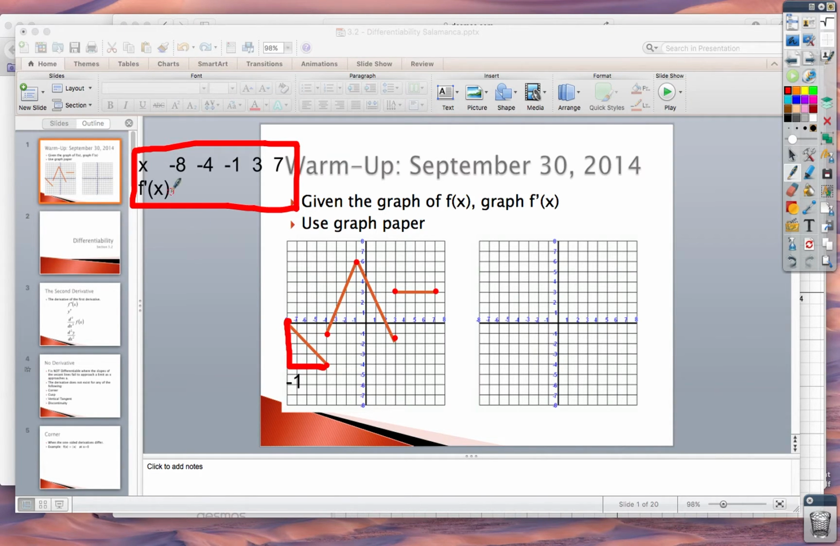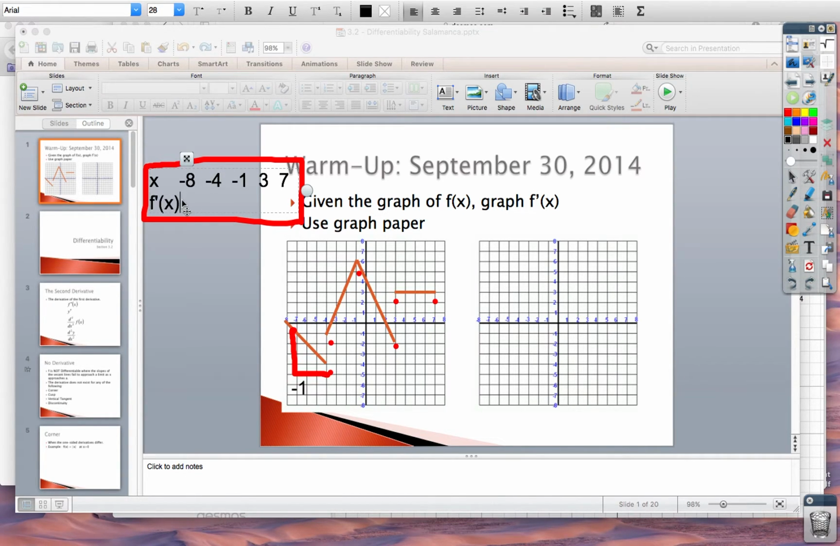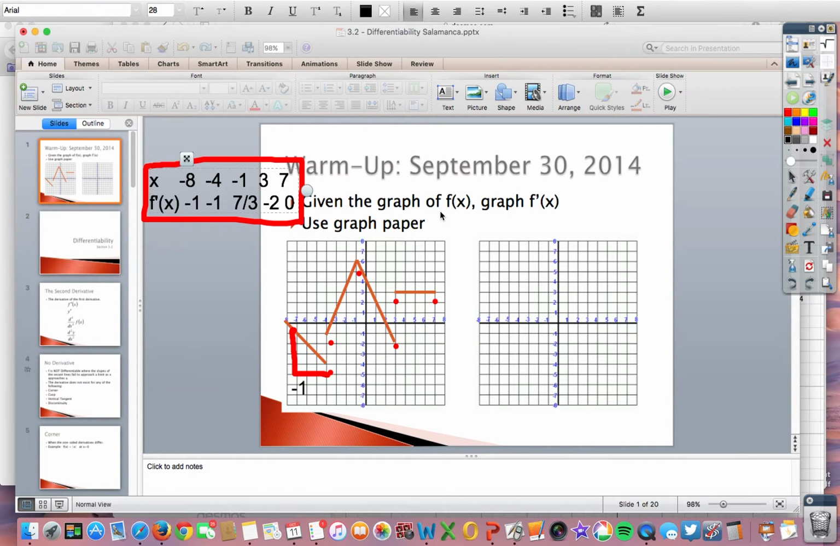You'll see here that this one gives you a slope of -1. So from -8 to -4, the slope is -1. If we look at the next line that goes from -4 to -1, that gives us a slope of 7/3. And for 3, that gives us a slope of -2. And finally, the last one gives us a slope of 0 because it's a flat line.